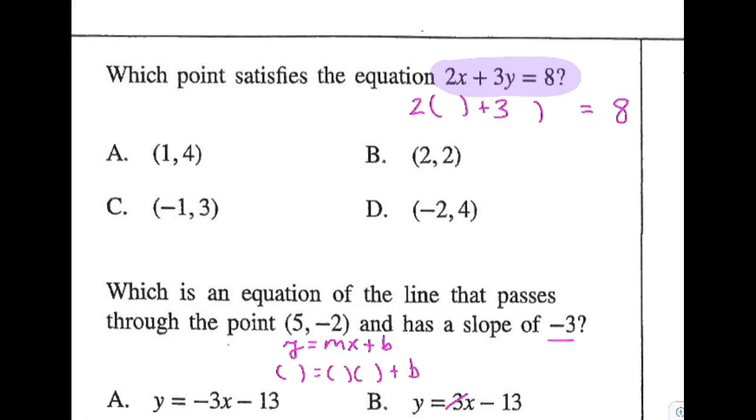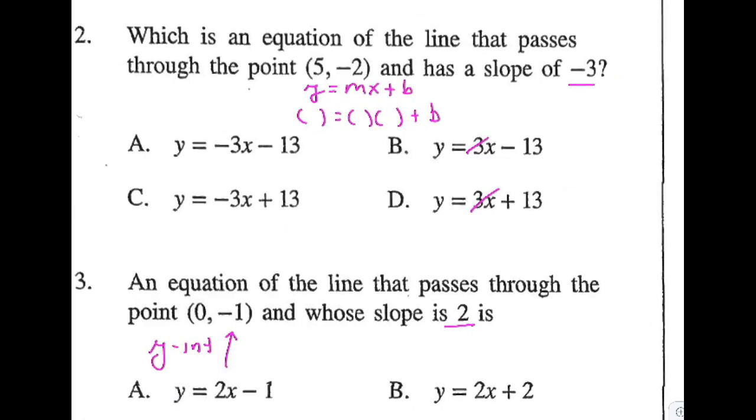Maybe choice D. If I did negative 2 and 4, that gives me negative 4 plus 12 equals 8. And that is true. Negative 4 plus 12 does equal 8. So D satisfies the equation.